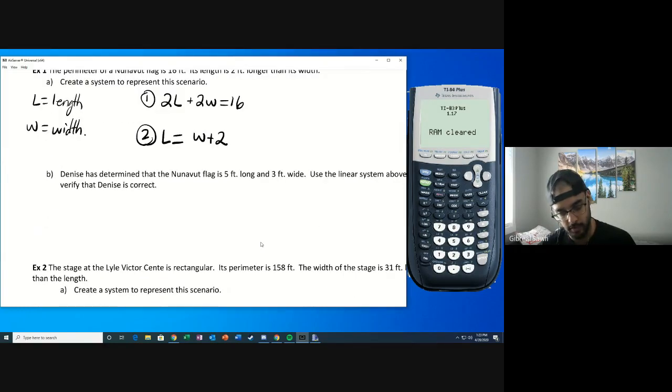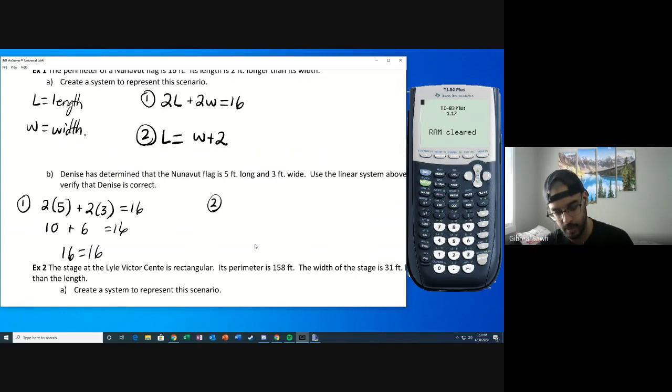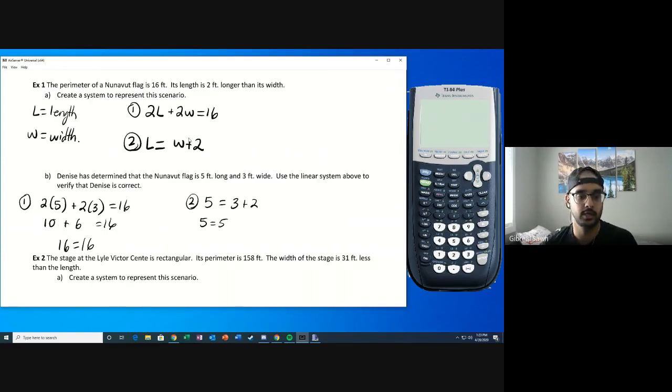So for equation 1, we're going to do 2 times our length of 5 plus 2 times our width of 3, and that should be 16. So 10 plus 6 equals 16. Yes, the first equation works. But remember, we do have to check both of them. For equation 2, the length, which we're saying is 5, should be equal to the width plus 2 more. So 5 equals 5. This one works also. So yes, our answer is verified. These dimensions are the ones that represent this situation.